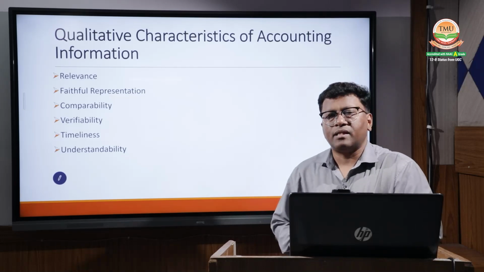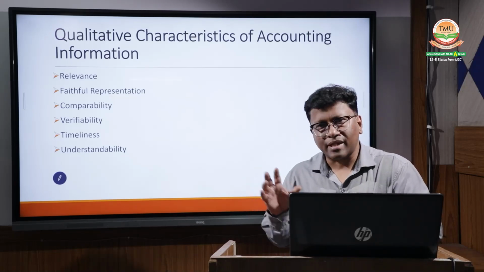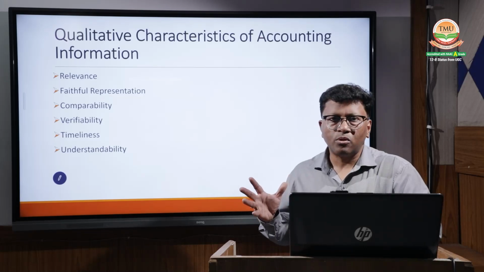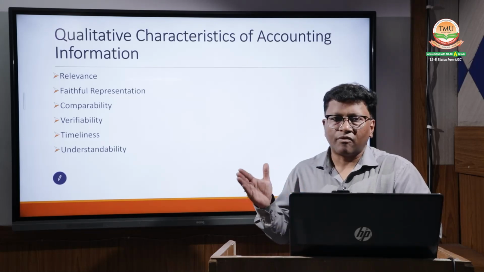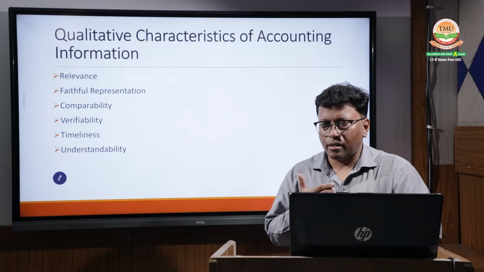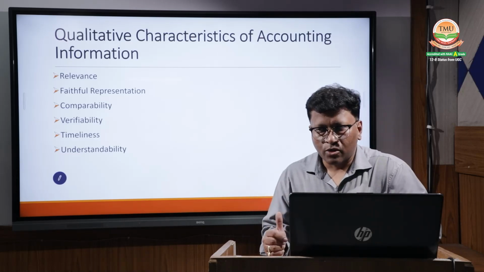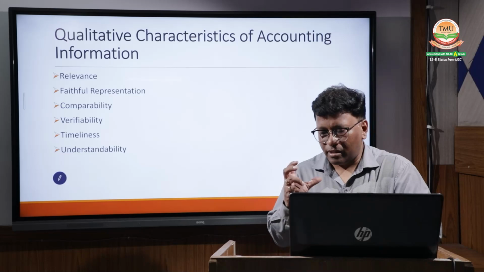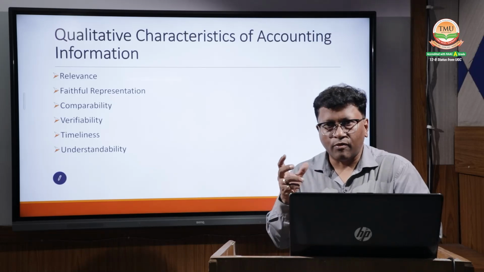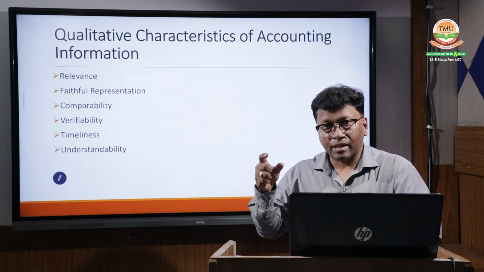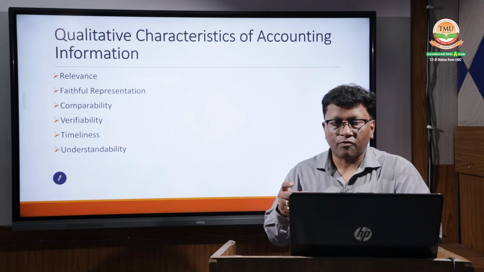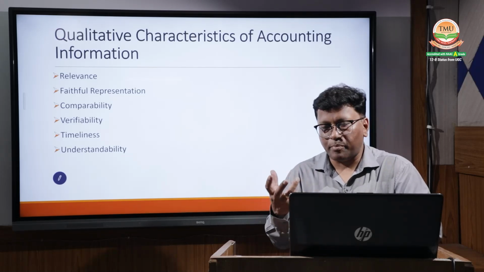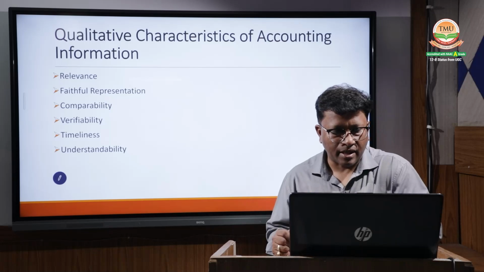So at that time we can say that this particular accounting information is relevant, right? Because if the users of accounting are not in a position to take decisions on the basis of the information gathered from the accounting system, then that is not relevant. So the accounting information would be considered relevant when the users of accounting are using this information as a base for taking financial decisions, right?